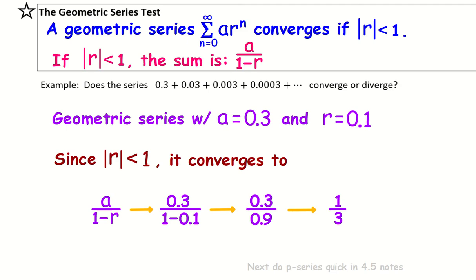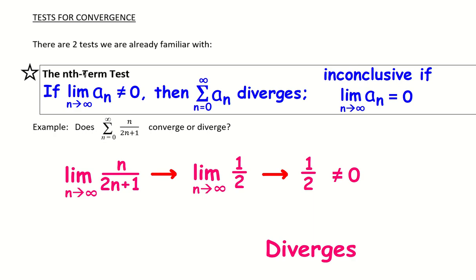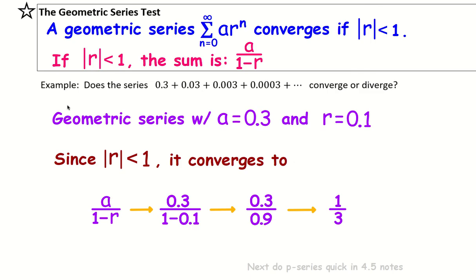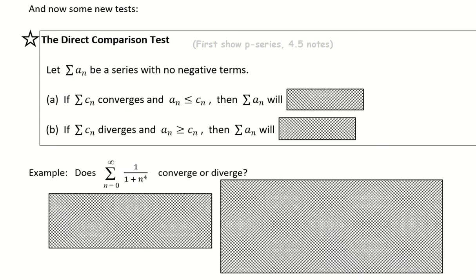But anyway, back to 4.4. So far we have the nth term test, the geometric series test, and the p-series test. Those first 3 tests, I think, are pretty straightforward. You're probably not going to like this next test as much, unfortunately.